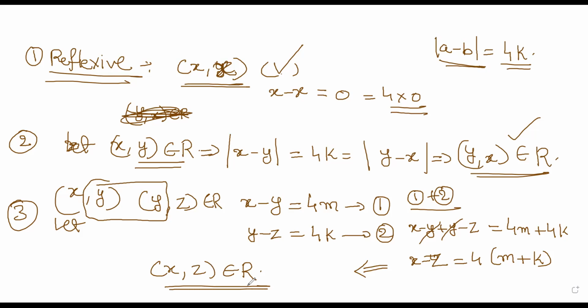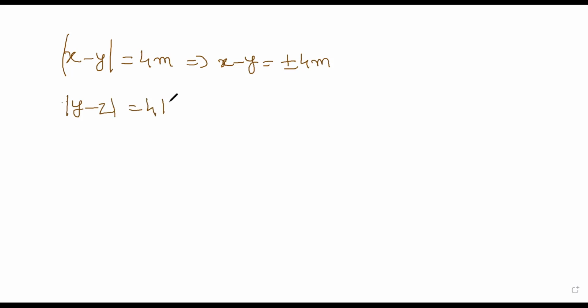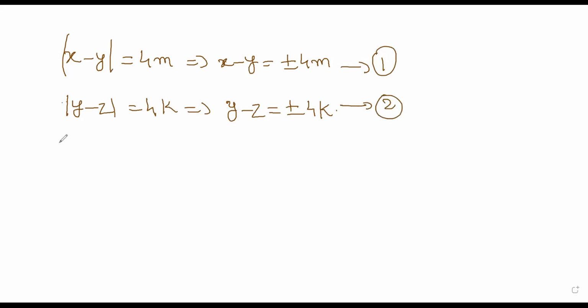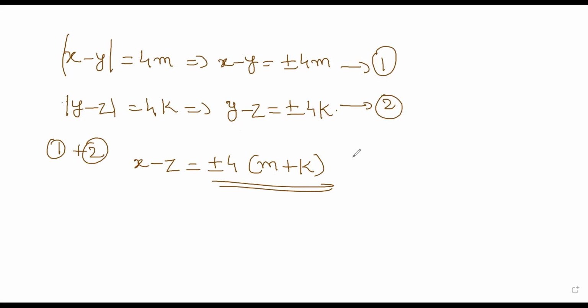But in the textbook and the solution books, the idea is the same, but in the transitive part they go with mod x minus y is equal to 4m, and they write x minus y can be plus or minus 4m. One extra step they write: y minus z is equal to plus or minus 4k. This is 1 and this is 2, and they add these two. When they add, you get x minus z is equal to plus or minus 4 into m plus k, instead of 4 into m plus k. So this is a multiple of 4.